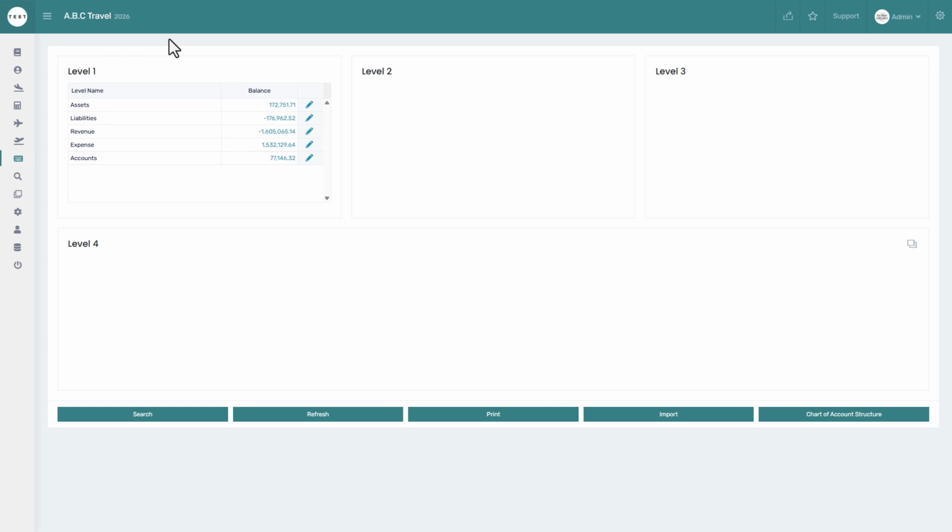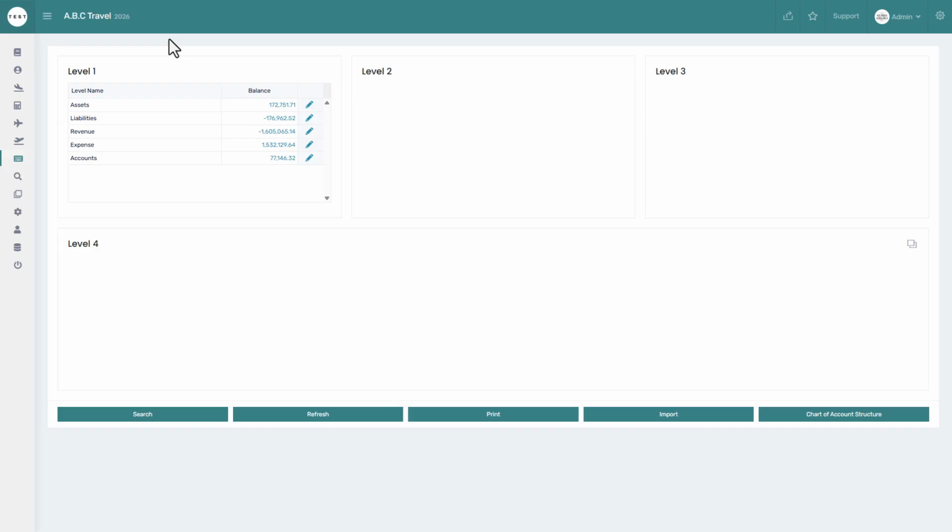The chart of accounts is the financial structure that Maxis uses to record all accounting transactions, such as invoices, receipt vouchers, payment vouchers, journal vouchers, and more. All accounting reports depend on this structure.